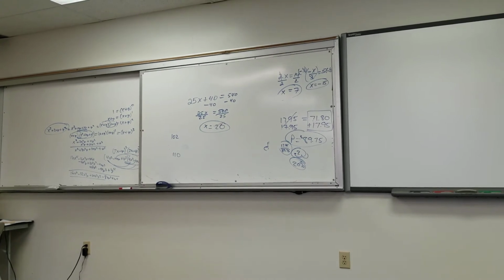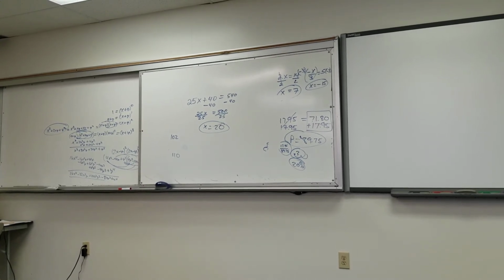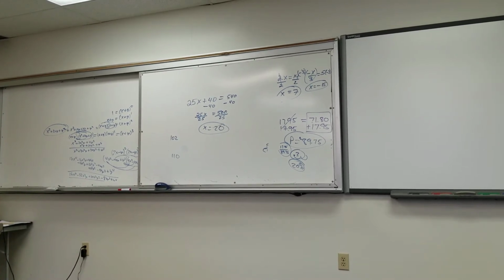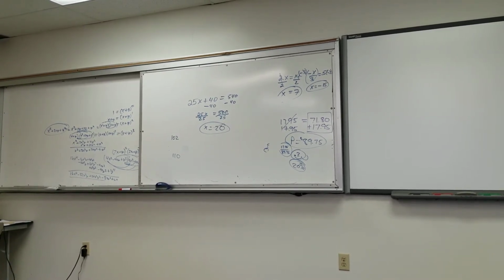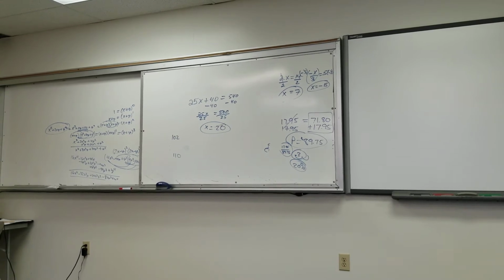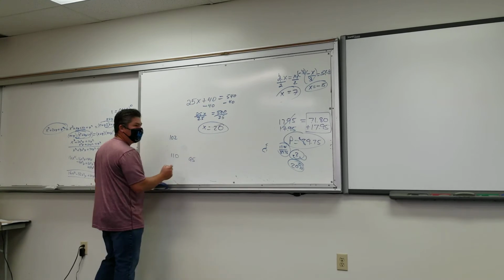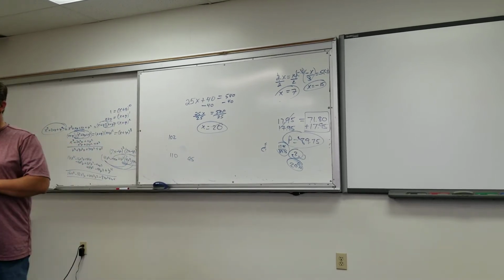4x plus 15, right? What's 4 times 20? 4 20s. 4 times 20? 80. Plus 15? 95. That one's 95, okay? And then I keep going around.